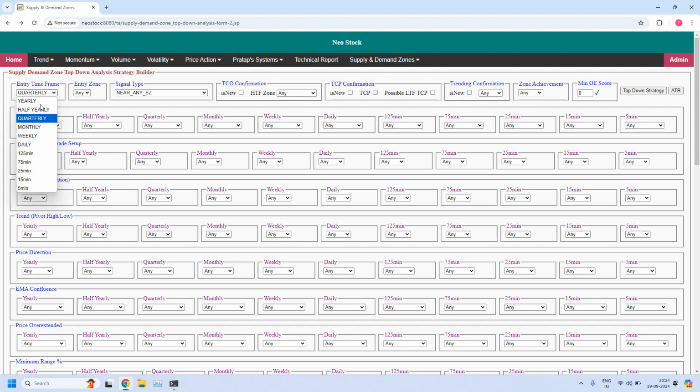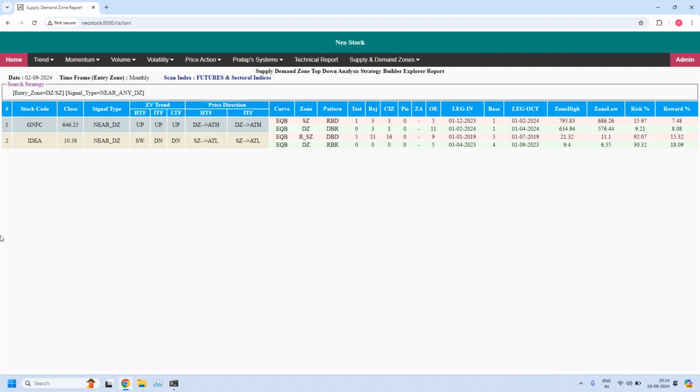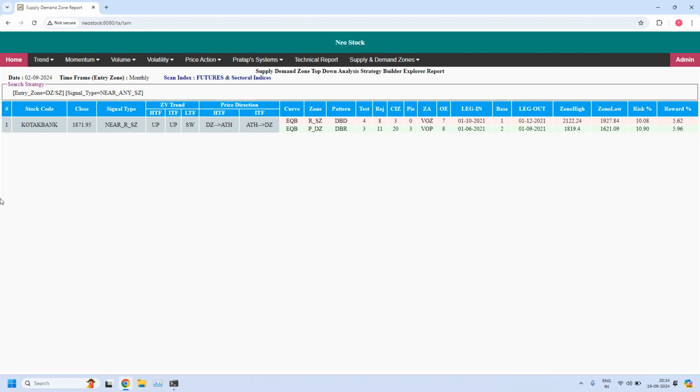Next time frame is monthly. Let us find the stocks near monthly demand zone. 2 stocks are filtered. Next, for monthly time frame, let us find the stocks near monthly supply zone. 1 stock is filtered.